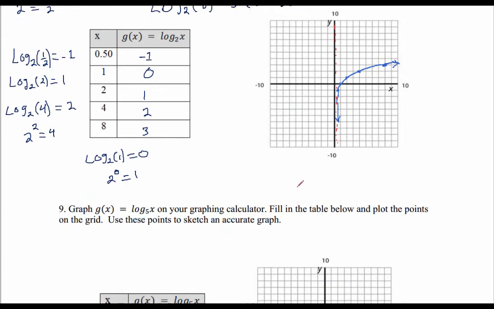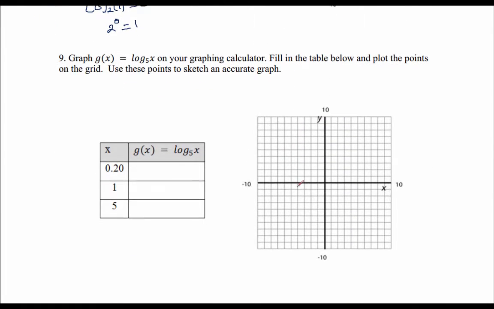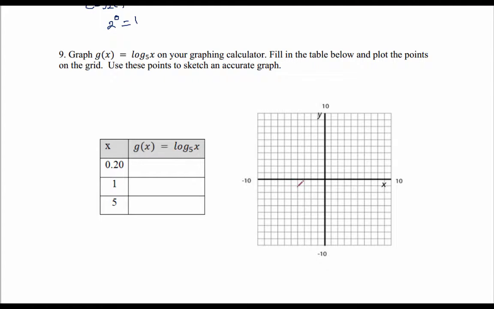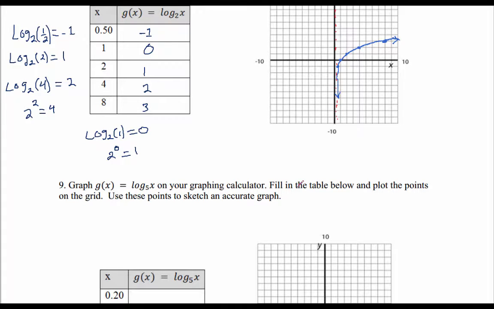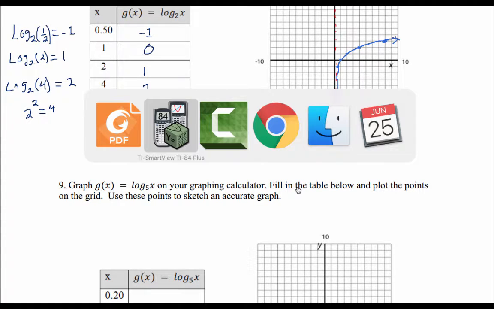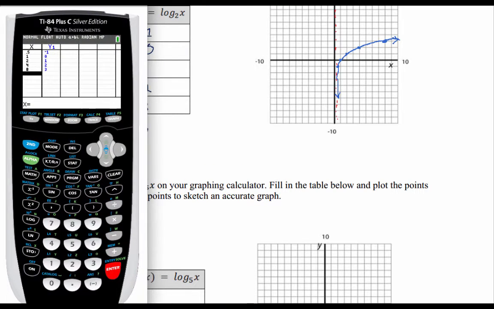All right. So now they want us to do this again. They say graph g of x equal to logarithm base 5 of x in your graphing calculator, fill in the table below, plot the points on the grid, use the points to sketch an accurate graph. Okay. Oh, so we never actually graphed it on our graphing calculator, did we? So we should probably go back and do that just to see if when I graphed it by hand, I did a good job or not. So let's go check this out.